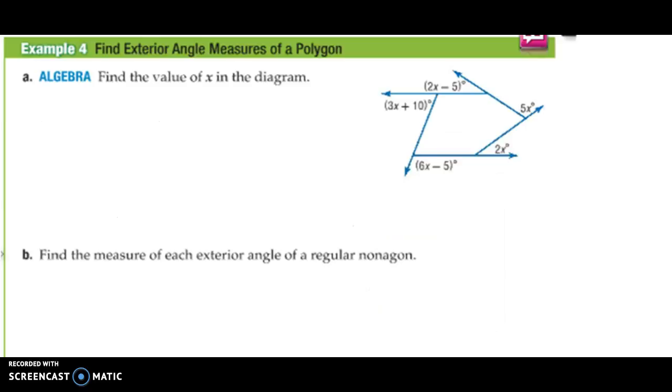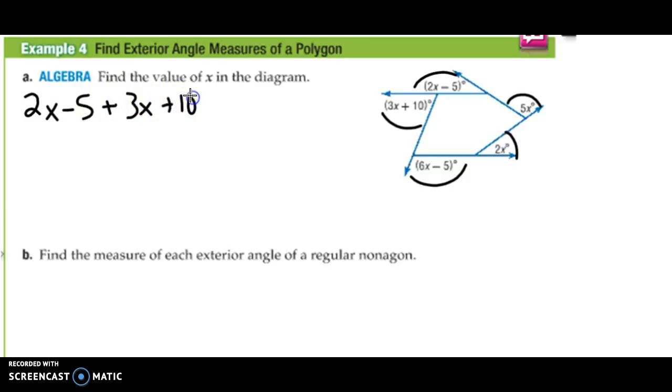So let's look at this problem right here. It says find the value of x in this diagram. Okay, so I have all of these exterior angles. And we just said in theorem 6-2 that all of those have to add up to 360 degrees. So I do 2x minus 5 plus 3x plus 10 plus 6x minus 5 plus 2x plus 5x. And all of those are going to add up to 360.